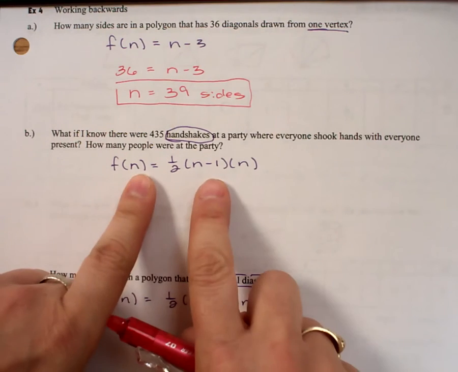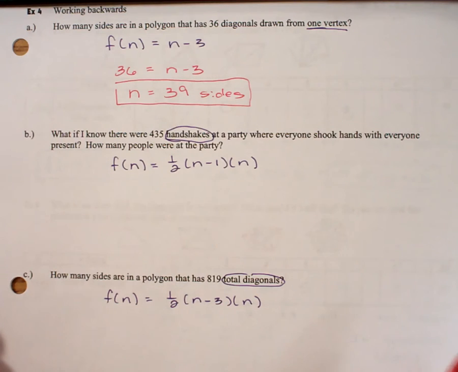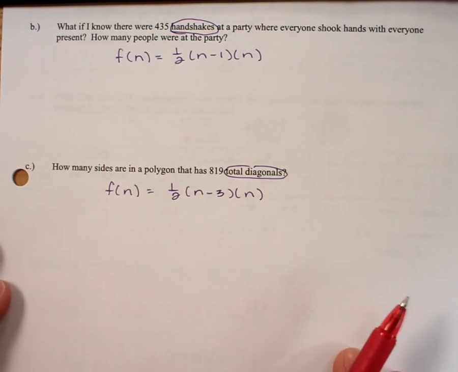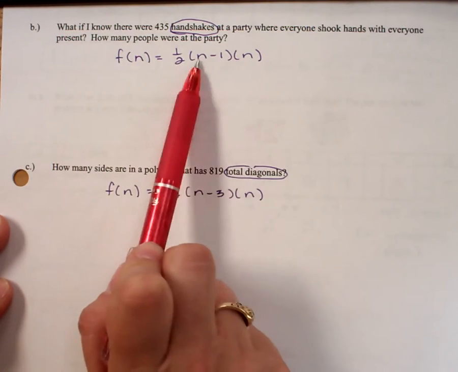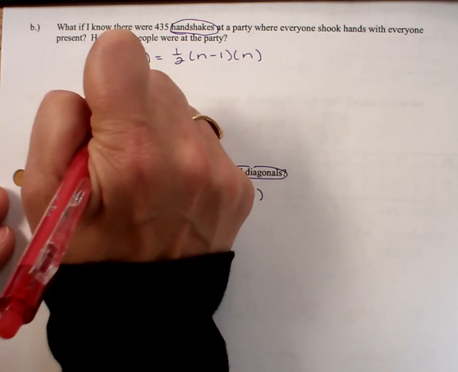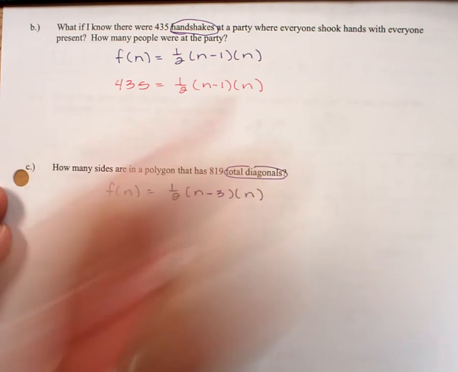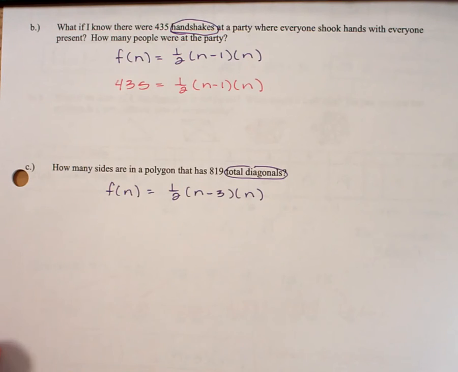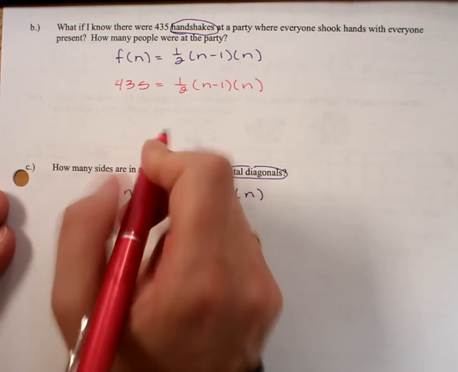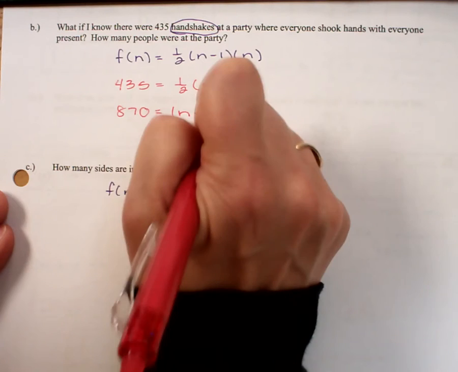The next one is going to require a little bit of thinking or some algebra. Personally, I prefer the thinking method on this one. I think it'll be easier for you to do. On the next one, we know that we've put in some number for n and we got 435 handshakes. The first thing I'm going to do is get rid of this 1/2. So I'm going to multiply both sides by 2 and I'm going to get 870 equals n minus 1 times n.